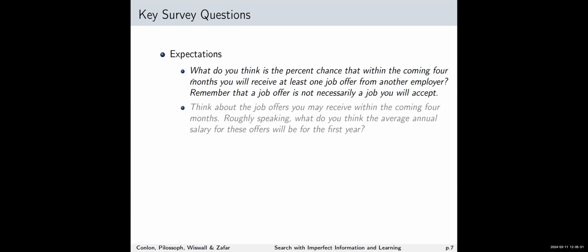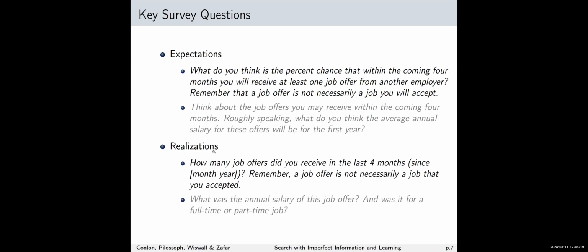For expectations, we have questions about what people think is the percent chance they'll get at least one offer from another employer. And we make sure to remind them that the offer is not necessarily a job that they will accept. So we want to elicit just offers in general. And then we ask them also to think about the job offers that they'll receive and what the average annual salary will be. So this is going to be offer arrival probabilities and salaries. For the realization questions, we actually ask people how many offers did they receive in the last 4 months.